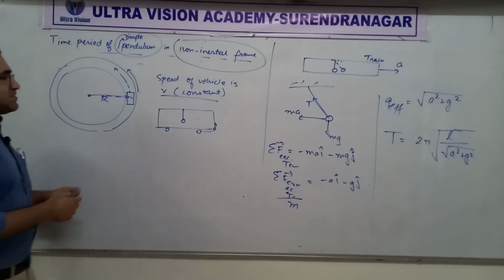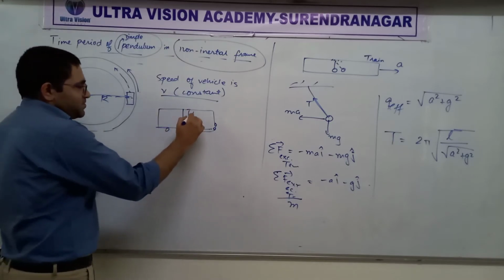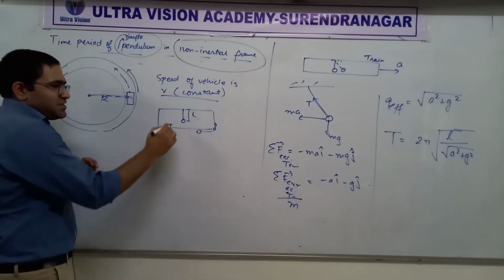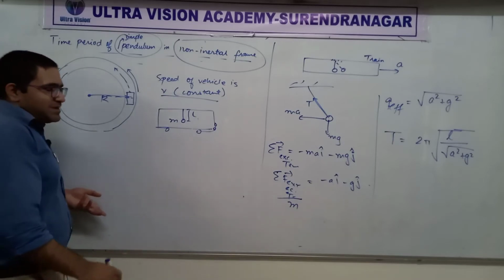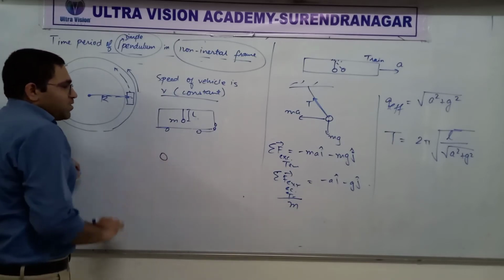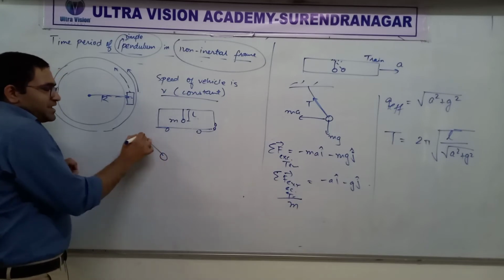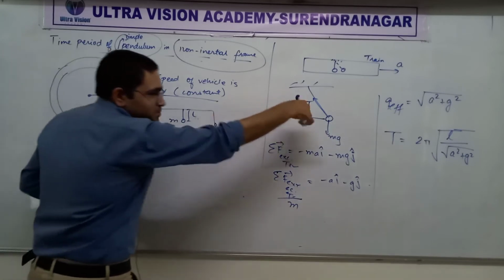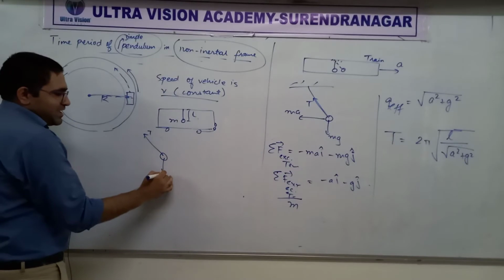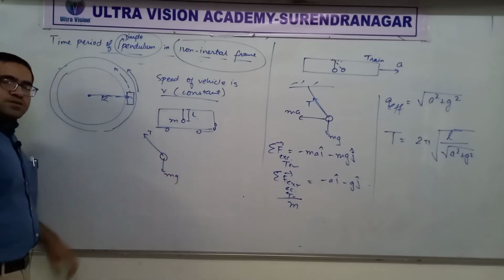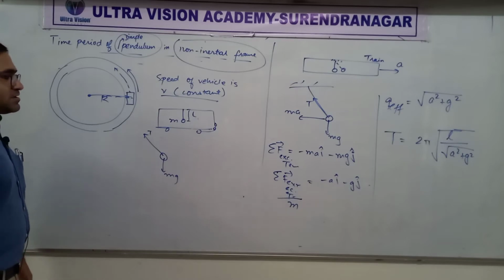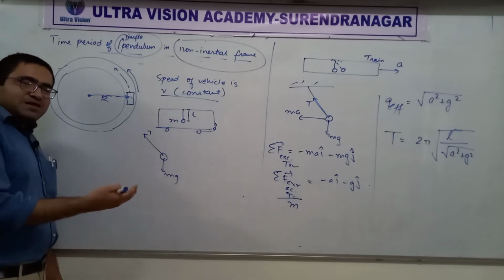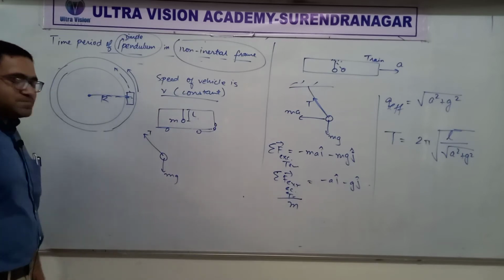So then what will be the time period? As usual, if this is L and g is g and this mass is m, we will once again draw the FBD of that ball. Simple forces: one tension, maybe at some angle, and then there will be mg. Will there be any other force?